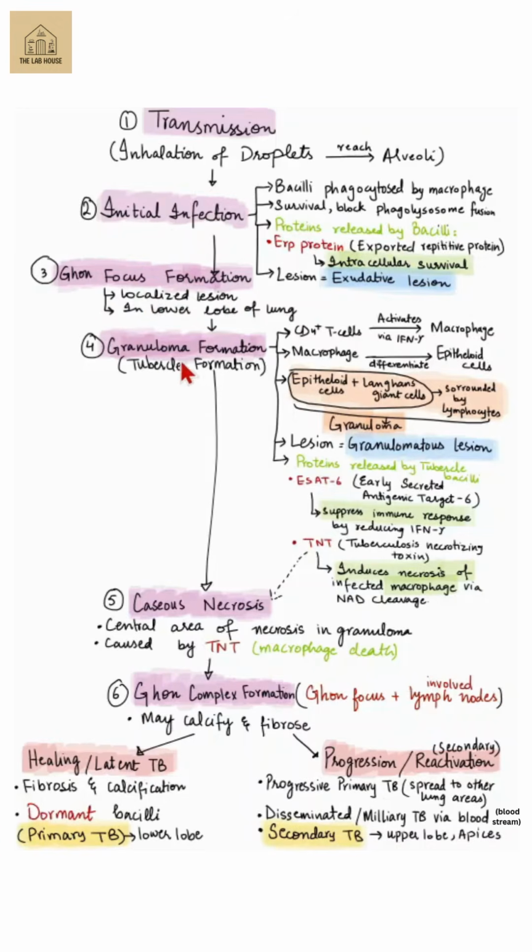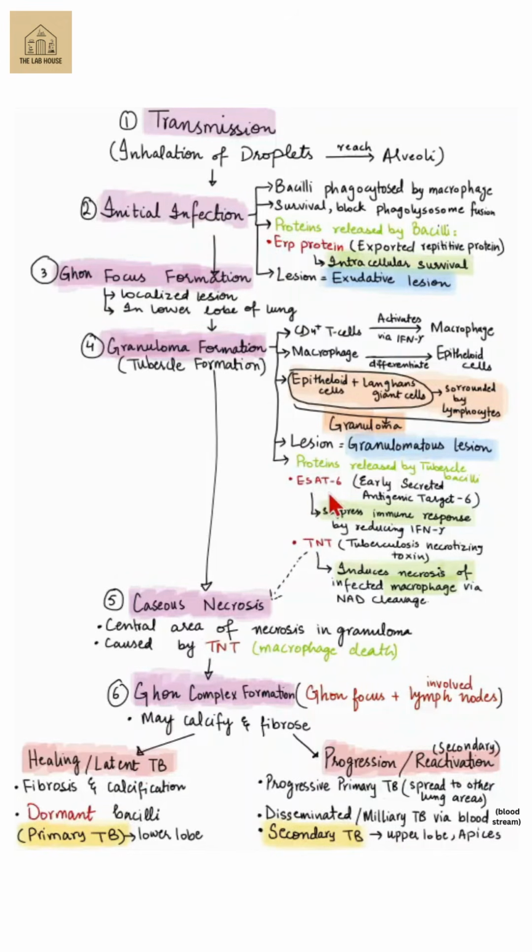Inside the Ghon focus, granuloma formation takes place as the macrophage is differentiated into epithelioid cells with the help of T cells through the signal IFN gamma. So the epithelioid cells, which contain the bacilli, and the Langhans giant cells surrounded by lymphocytes form a granuloma. The lesion is a granulomatous lesion, and the proteins produced by the bacilli at this stage are the ESAT6 protein and the TNT protein. Remember that all these proteins are required for the survival of the bacteria.